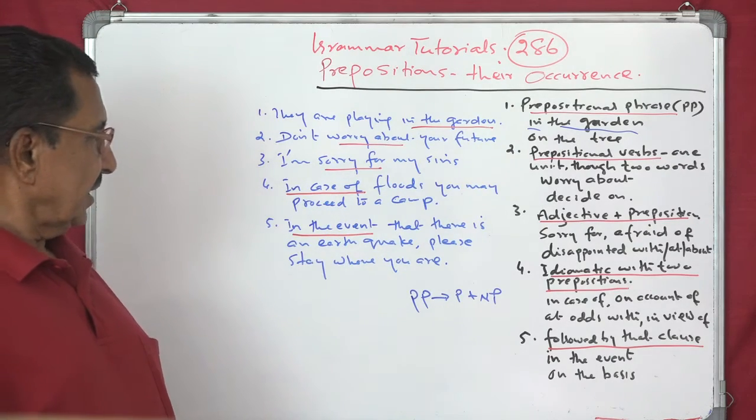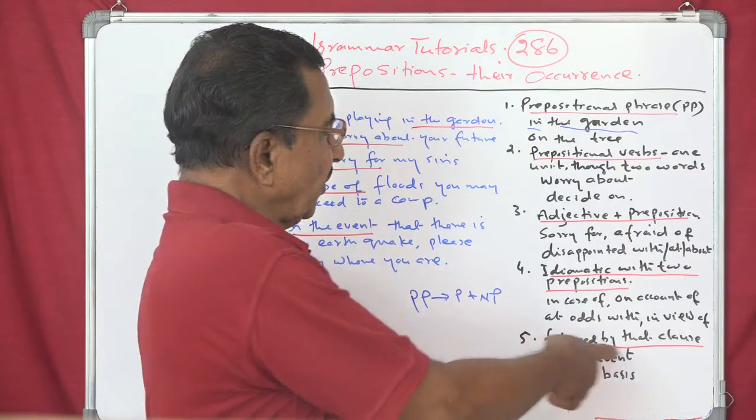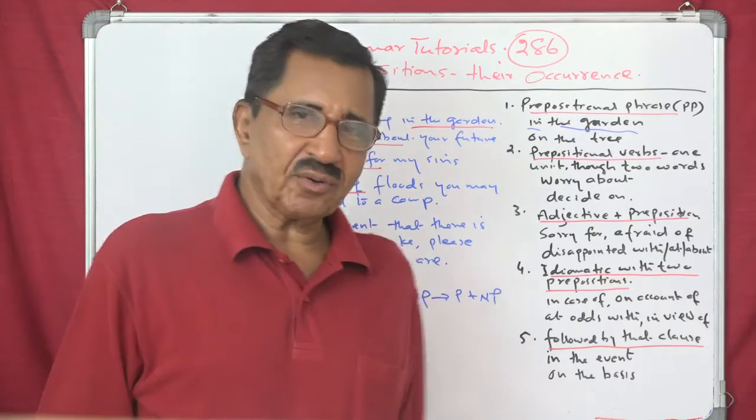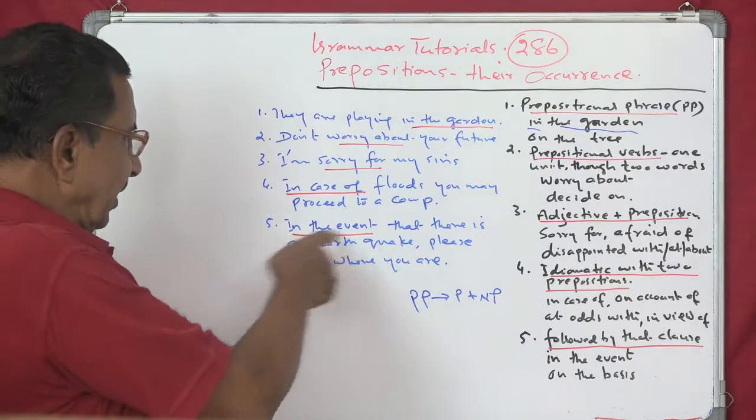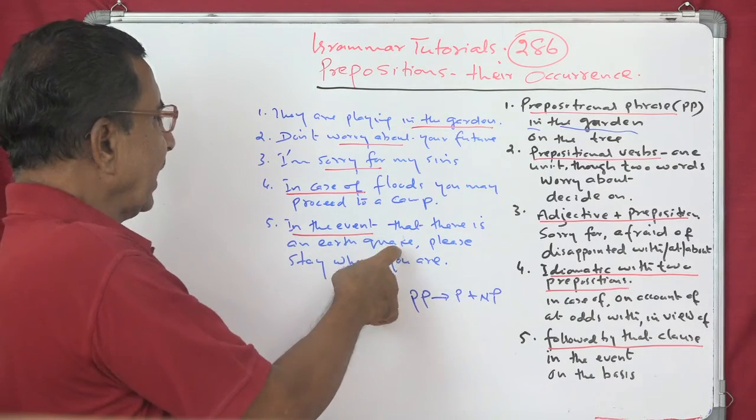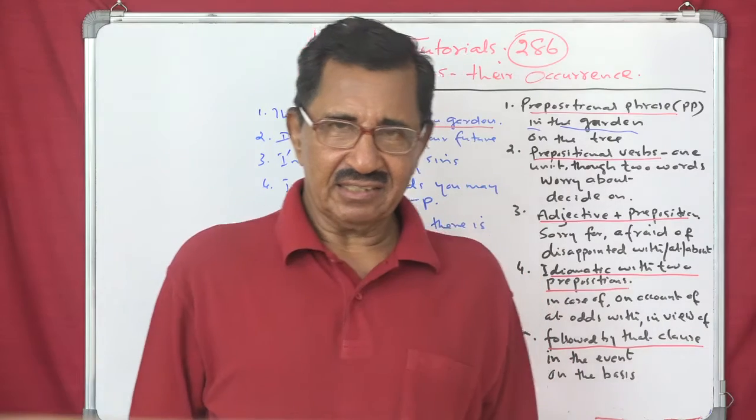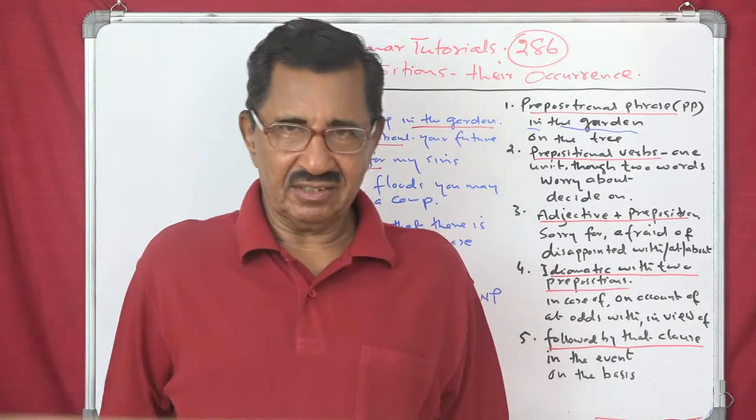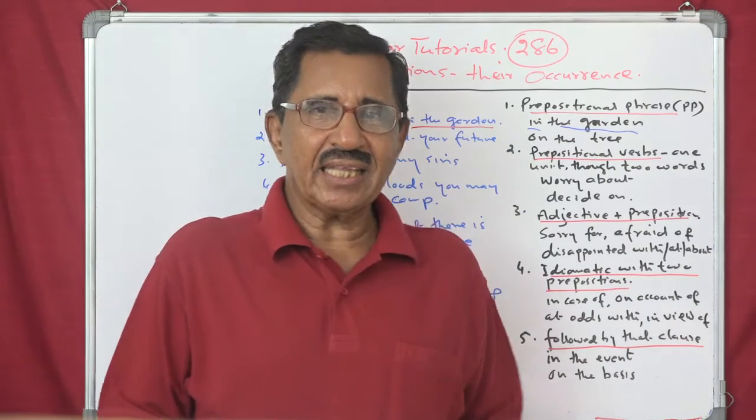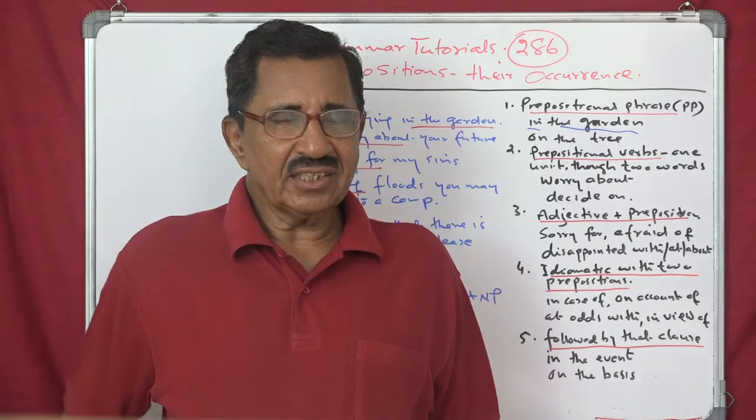And then the 5th one is prepositions followed by that clause. Prepositions followed by that clause. For example, here, in the event that, see, that clause. In the event that there is an earthquake, please stay where you are. In the event that means if such a thing occurs. The event means if, so to say. And then it is followed by a that clause. Understand? The event that. So these are examples.